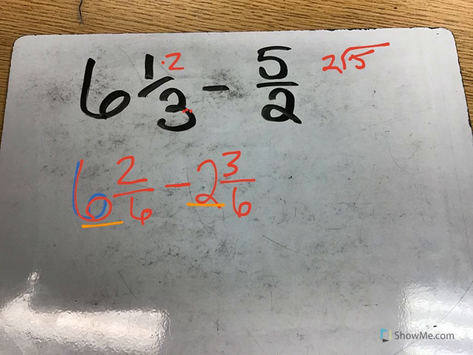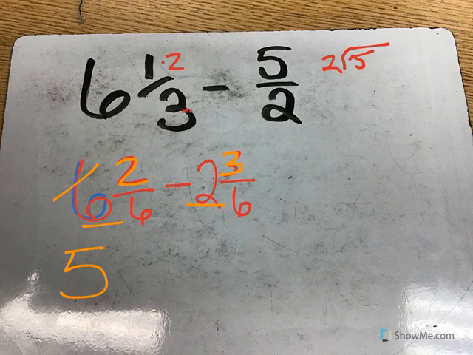Now the problem with this one is I can take 2 from 6, I can subtract my whole numbers, but I can't take 3 from 2. So what am I going to do? Well, on the previous problem, we turned them into improper fractions, which will always work. Sometimes a little more work is necessary, so I'm going to borrow from the 6. The 6 becomes a 5.